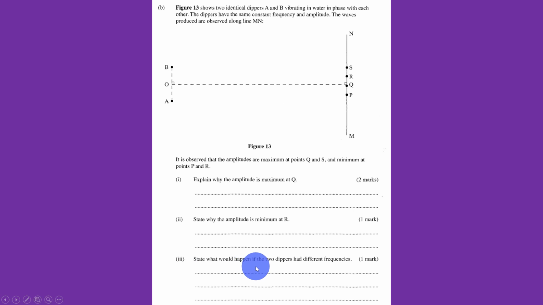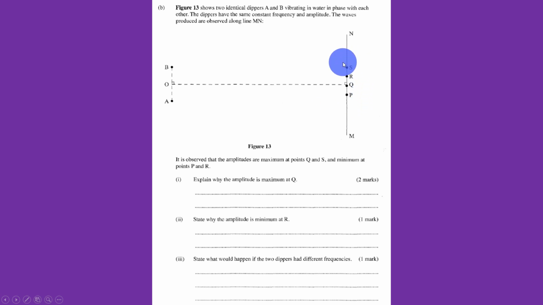State what would happen if the two dippers have different frequencies. If this happens, then the interference pattern here will change rapidly, and it will not be possible to observe. It would not be possible to observe this interference pattern that is seen at this point.